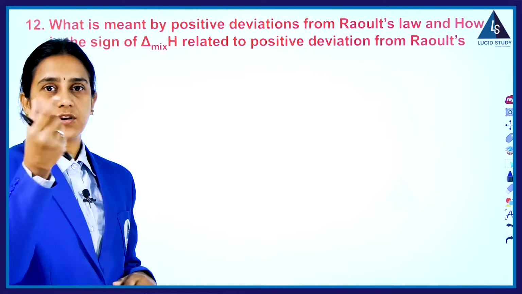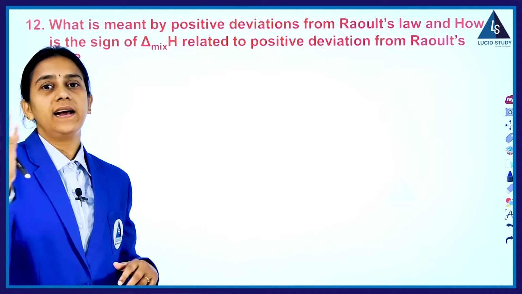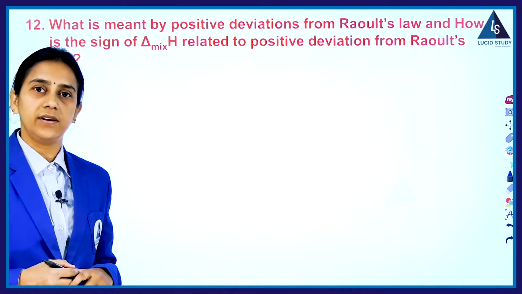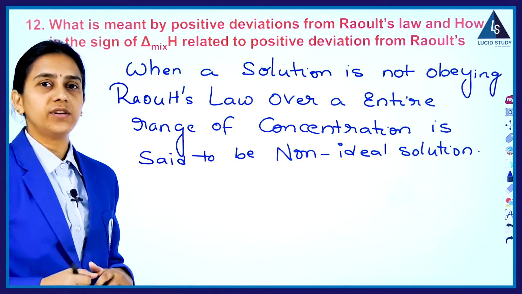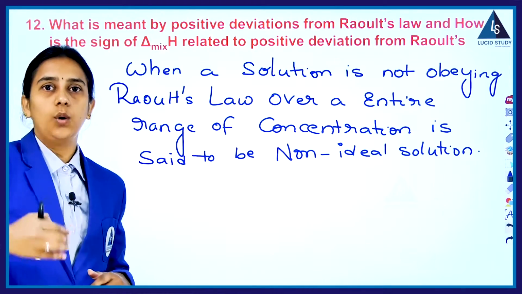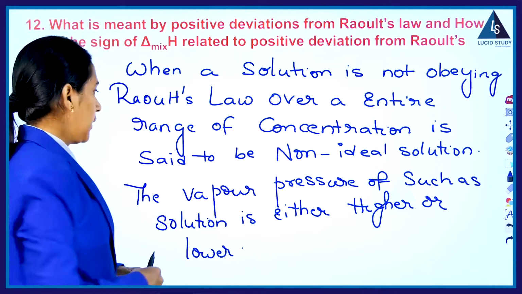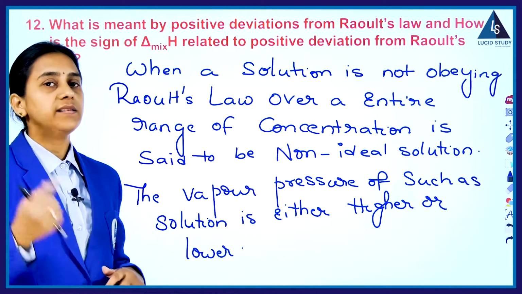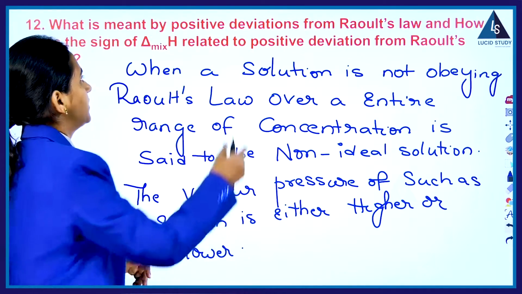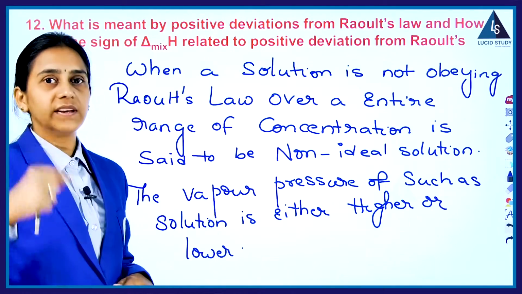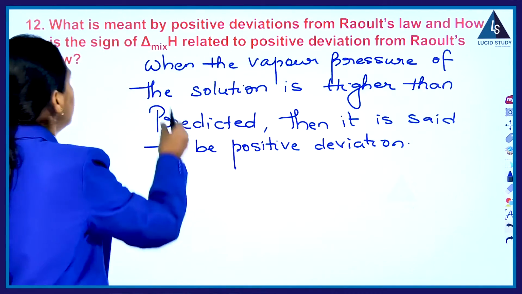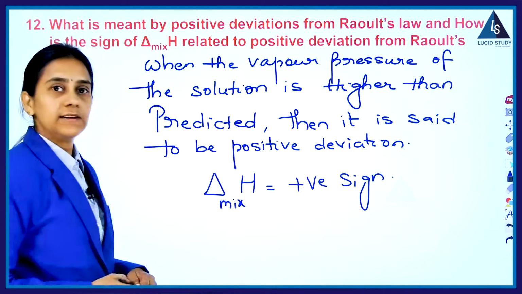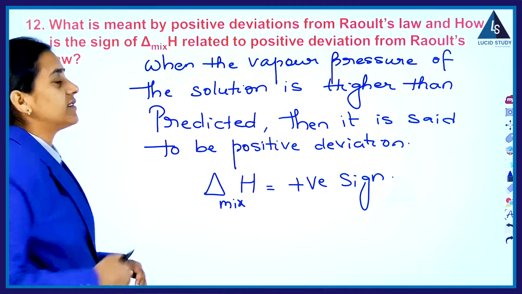When a solution does not obey Raoult's law over an entire range of concentration, that is said to be a non-ideal solution. Then the vapor pressure of such a solution is either higher or lower than predicted from Raoult's law. When the vapor pressure of the solution is higher than predicted from Raoult's law, then it is said to be the positive deviation. So we are talking about the positive deviation from Raoult's law, and the delta H on mixing shows a positive sign for the positive deviation.